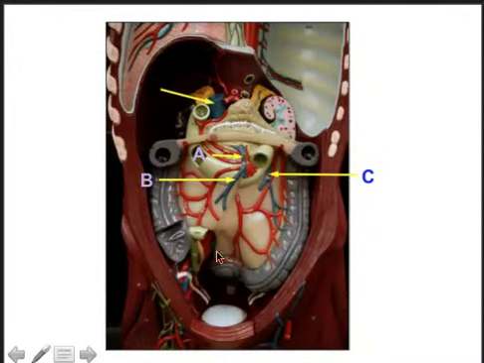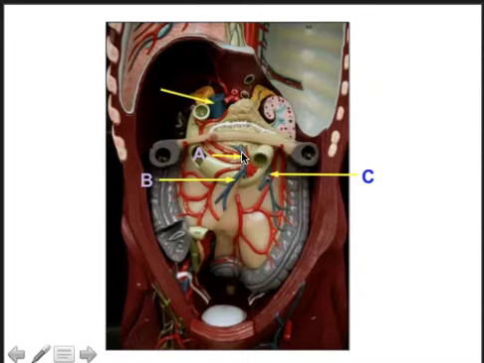A is the hepatic portal vein. The hepatic portal vein brings blood that is rich in nutrients from the GI back to the liver, and what the liver decides to do with it is either store that material for future use as fat and glycogen, or send it on to the rest of the body as nutrients for immediate energy use.